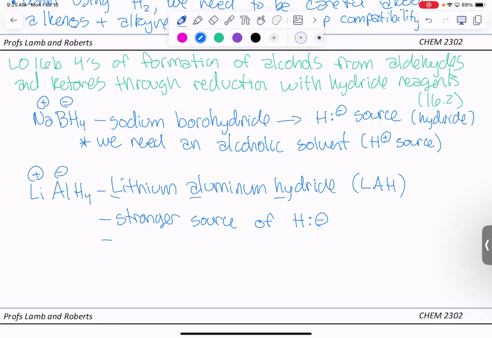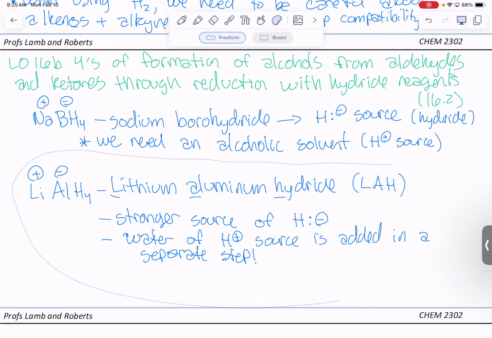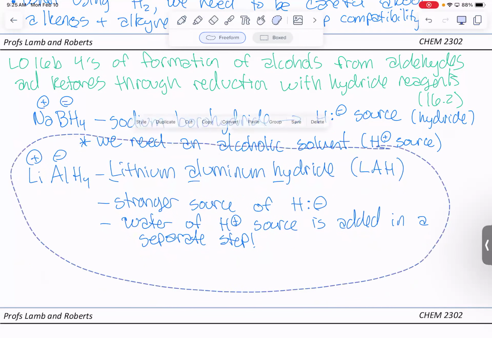So at the end of the day, it makes sense that hydrides have different strength or weakness. In this case, water or H plus source is added in a separate step, just like we saw with organometallics. And the reason is this is a stronger source of hydride, so it's H minus. When H minus finds H plus, they just sort of quench each other, all right? So that's the difference between these two different reagents. And we're going to compare and contrast some of their characteristics.